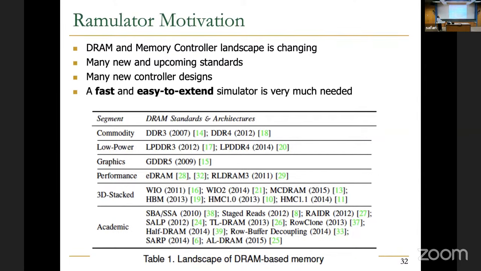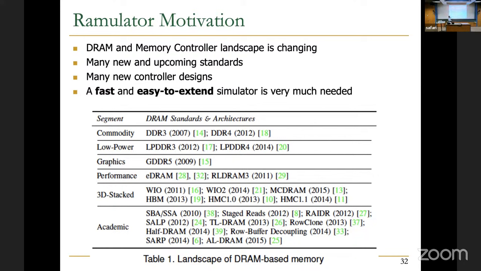So, some motivation behind Ramulator. The DRAM and memory controller landscape is changing, with many new and upcoming standards and also many new controller designs. So a fast and easy-to-extend simulator is very much needed. For example, in this table you can see that, at that time at least, we had different commodity standards like DDR3, DDR4. For low power, we have LPDDR3, LPDDR4. For graphics, we have GDDR5. For performance, we had eDRAM.